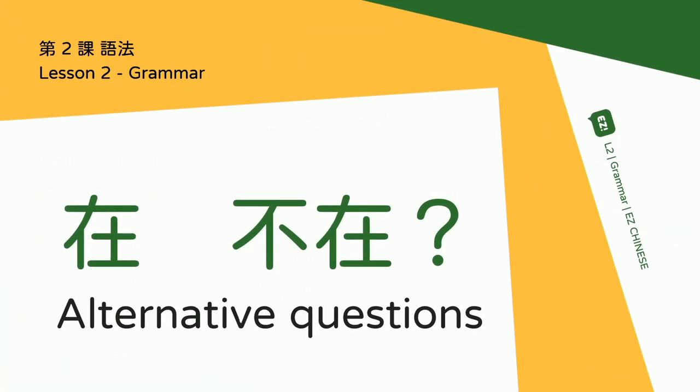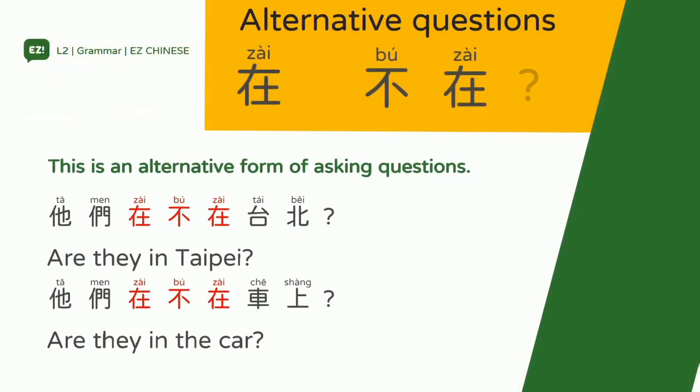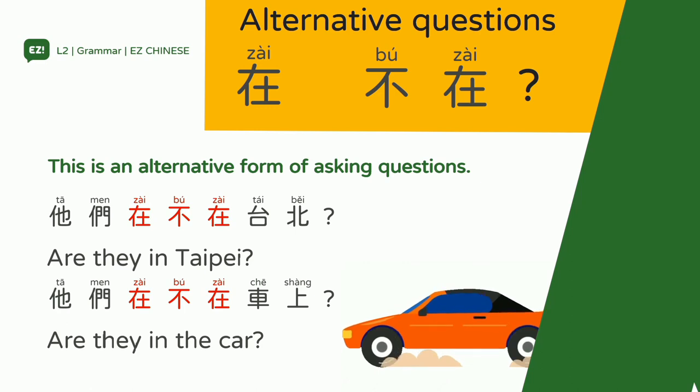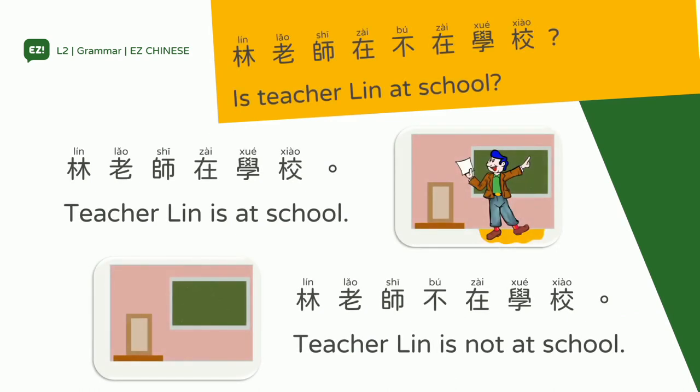在不在? Alternative questions. 他们在不在台北? Are they in Taipei? 他们在不在车上? Are they in the car? 林老师在不在学校? Is teacher Lin at school? 林老师在学校。 Teacher Lin is at school. 林老师不在学校。 Teacher Lin is not at school.